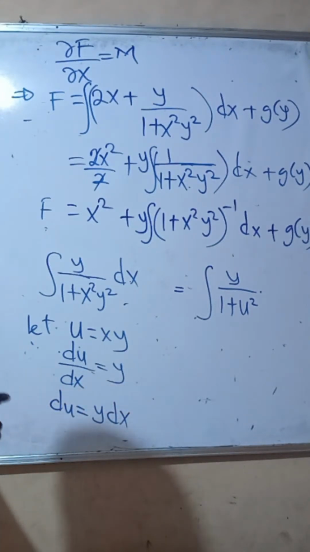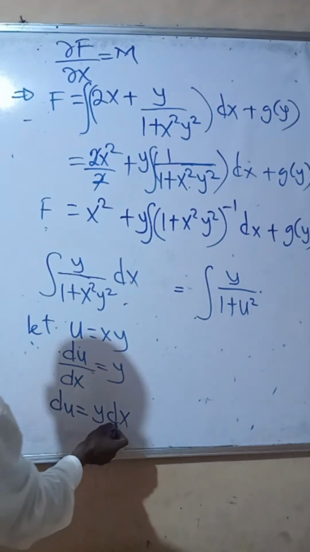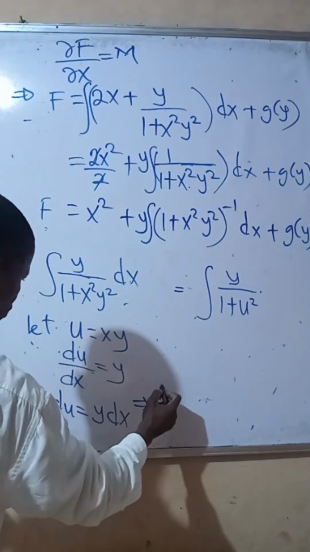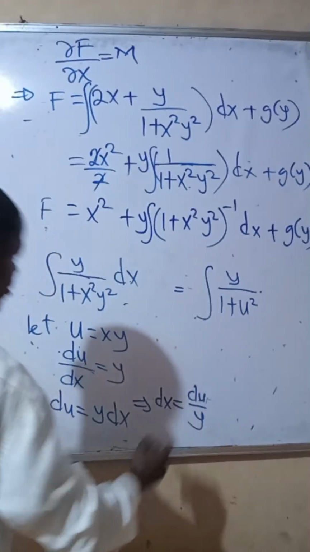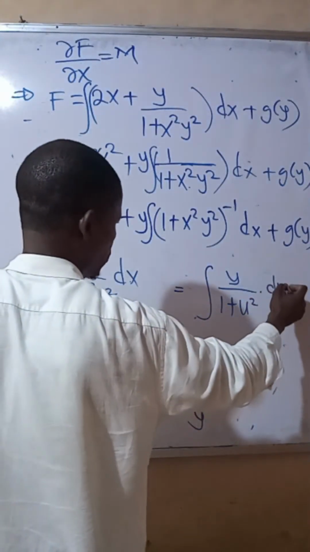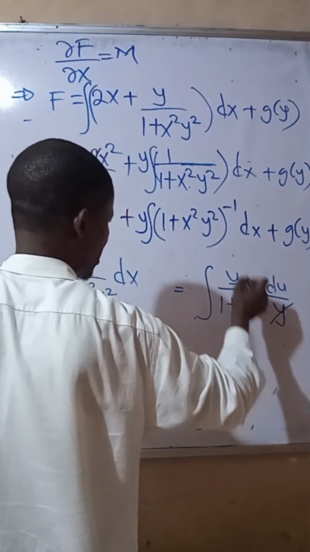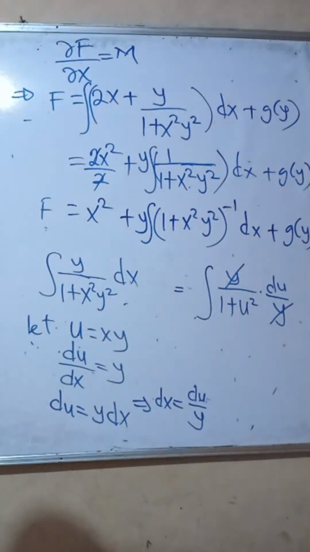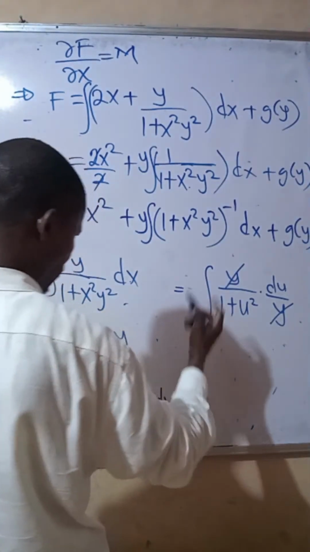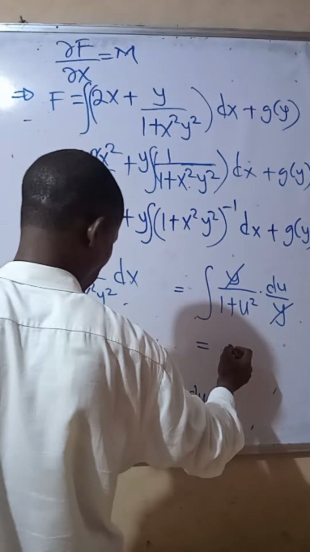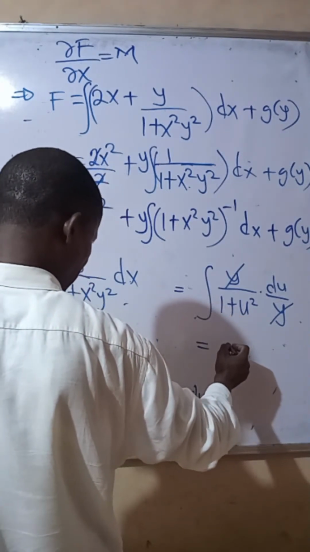we can make the x the subject. Let's make the x here the subject. So x is equal to u over y. So this will be u over y. So this y cancels, which makes the work easy. It's still the same thing I've done before. So this will give us what?